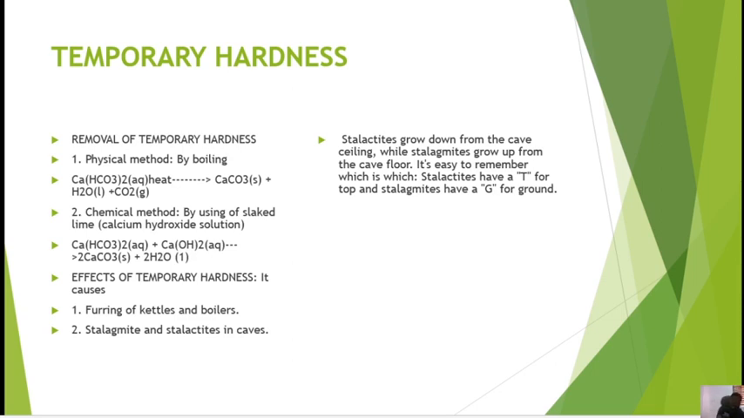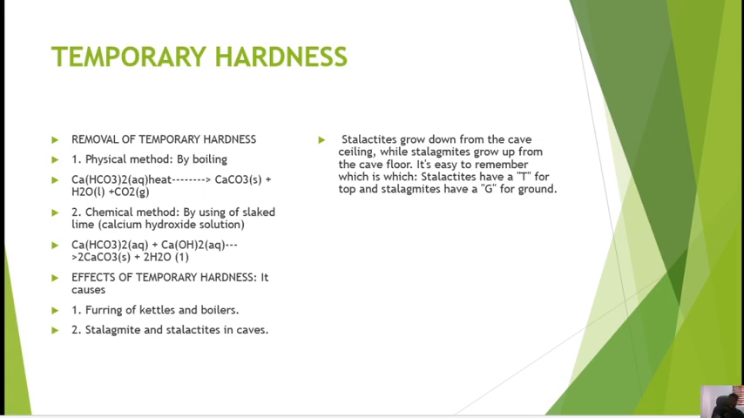Let's continue. The next method is the chemical method. And by chemical method, you are going to be using slaked lime. Slaked lime is simply your calcium hydroxide solution. It reacts with calcium bicarbonate to give calcium carbonate, which is insoluble, and it comes out of the water. So you either react it with slaked lime or you boil it, and automatically you are going to be removing the temporary hardness of water.